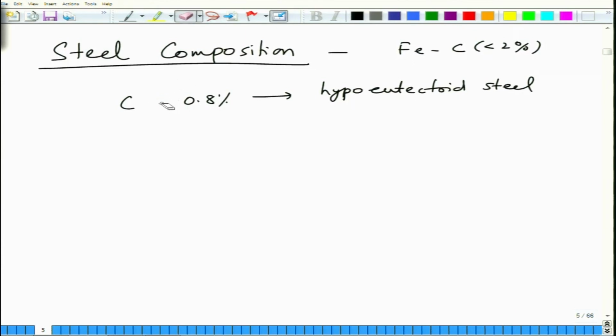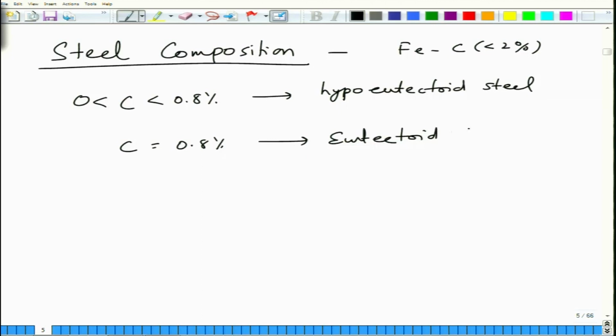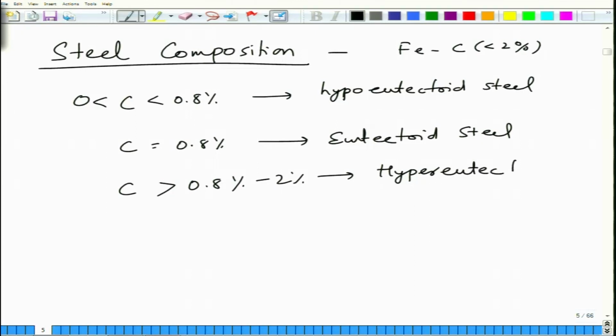So let me write it in a different way. Carbon less than 0.8% and greater than 0 is called hypoeutectoid. Carbon equal to 0.8% is called eutectoid steel, and carbon greater than 0.8% up to 2% is called hyper-eutectoid steel. In general, steel is used in hypoeutectoid or eutectoid compositions, because when you go to hyper-eutectoid steel, the steel becomes very hard.